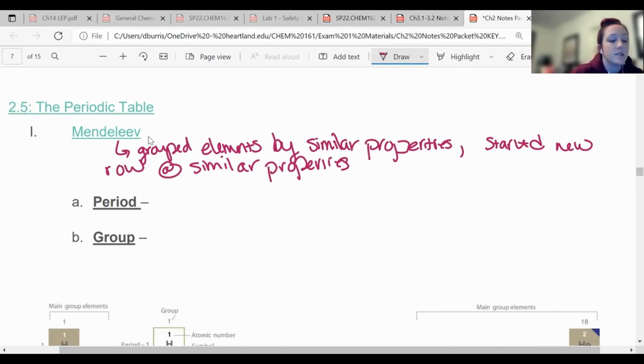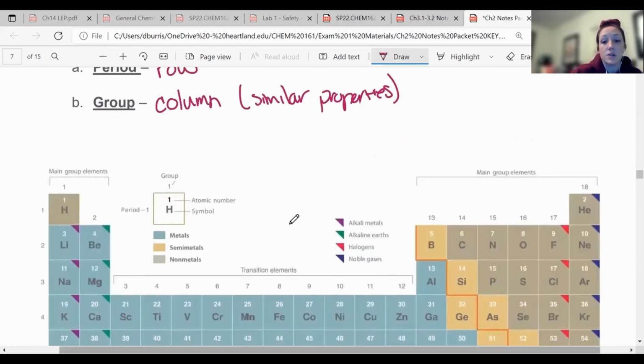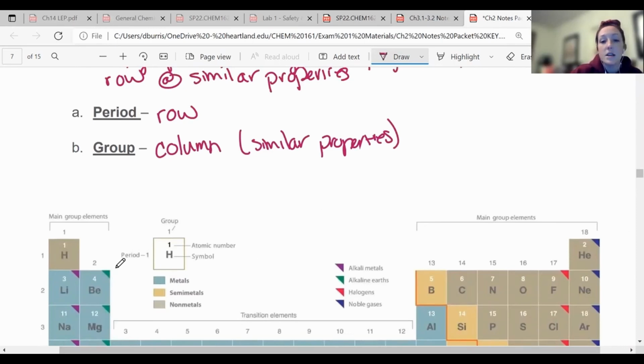So we have words for these. The period is what we refer to a row as, and a group is a column. Okay, these guys do have similar properties. And there's some specific groups that you guys need to know. So this picture here is extremely useful. One thing that is not labeled clearly on here are the groups. So that's what I'm going to show you. When I'm talking about group, remember that's a column.